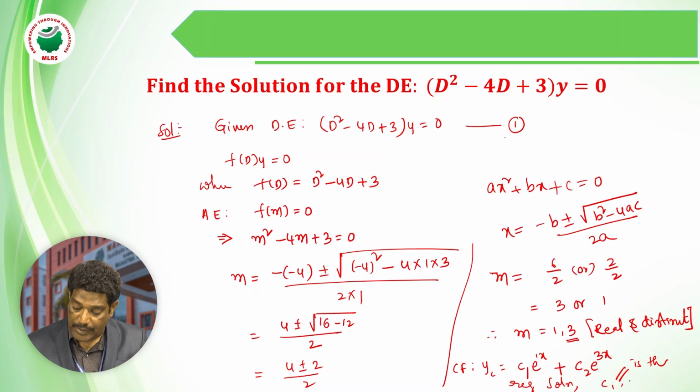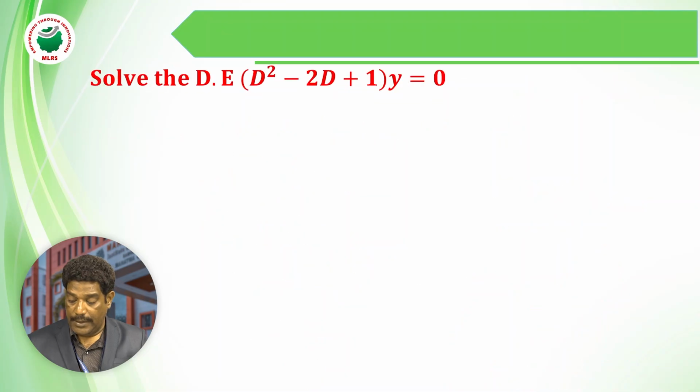And where C1 and C2 both are arbitrary constants. Okay. Similarly, one more example. Now this is also a second order differential equation. Now let's see how to solve this differential equation.